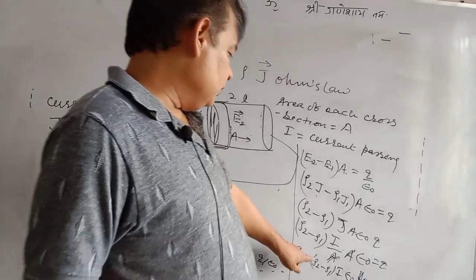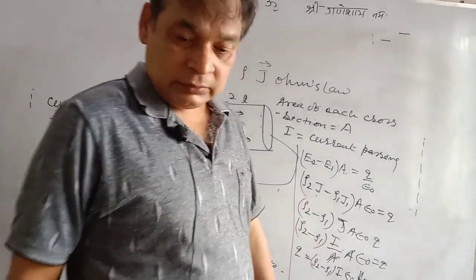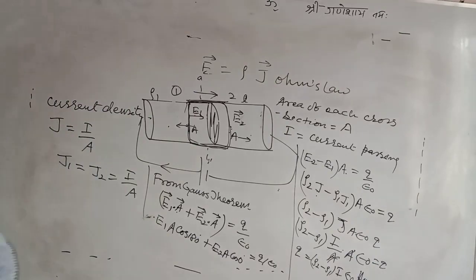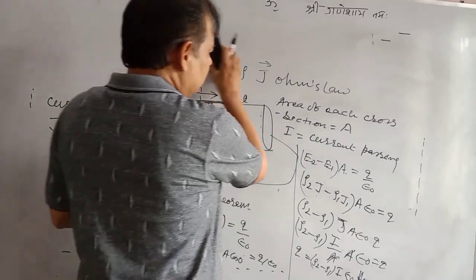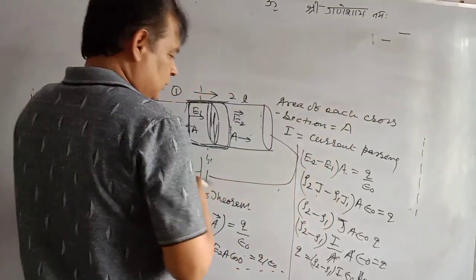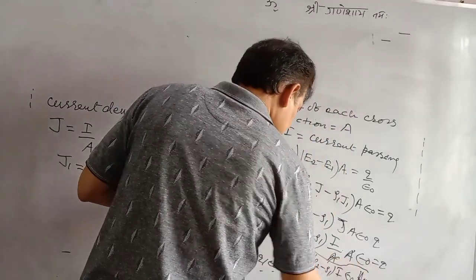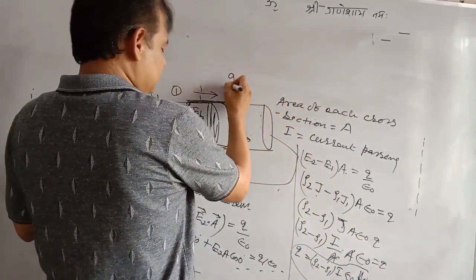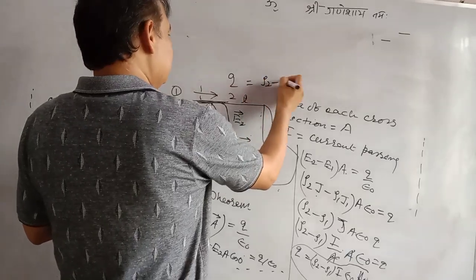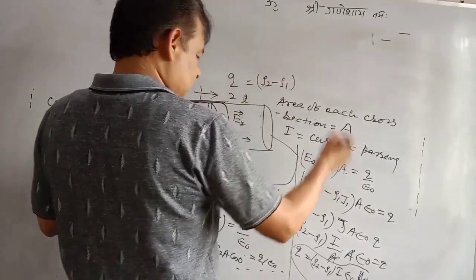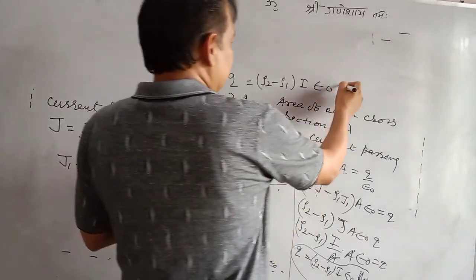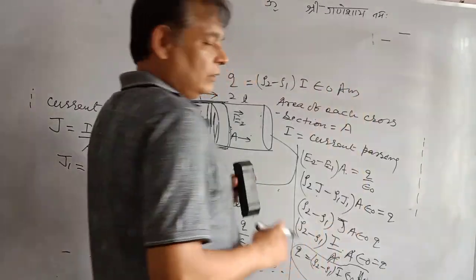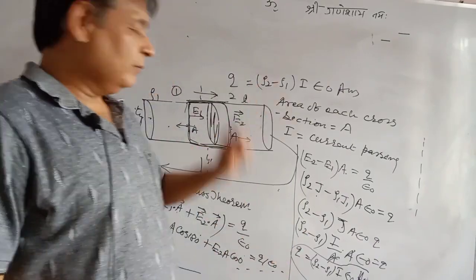If this portion is not visible, I am writing above this one. I am writing it again: Q equals (ρ2 minus ρ1) I epsilon naught. That's the answer. If it's not visible, I'm writing it here.